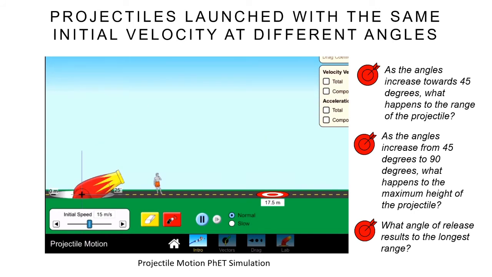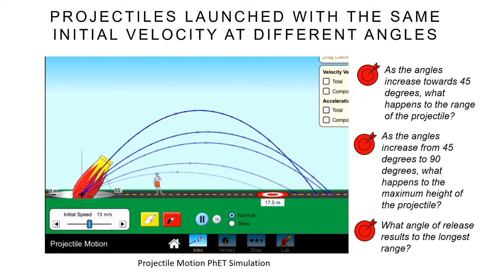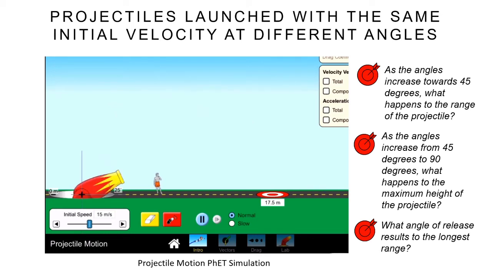As the angles increase towards 45 degrees, what happens to the range of the projectile? As the angles increase from 45 degrees to 90 degrees, what happens to the maximum height of the projectile? What angle of release results in the longest range?